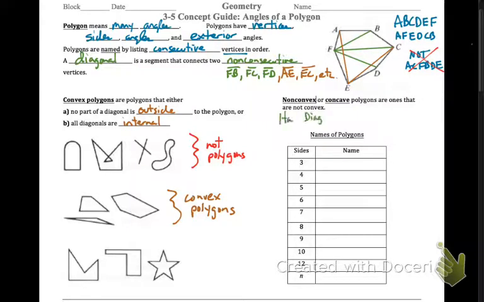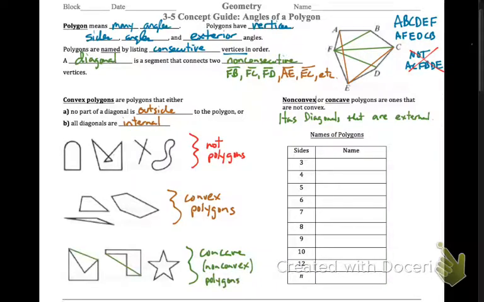So what is a non-convex polygon or a concave? It has diagonals that are external to the polygon. These down here are non-convex, or they are concave. Look at these diagonals here. This diagonal is clearly outside, so is this one. If we draw the star here, these are concave. These diagonals are outside of it.